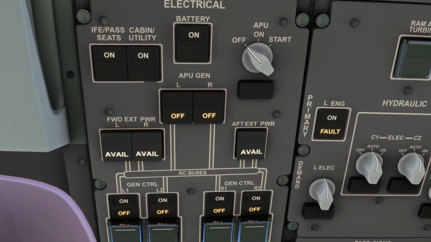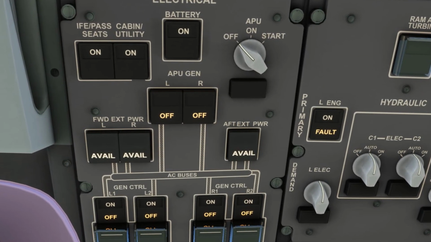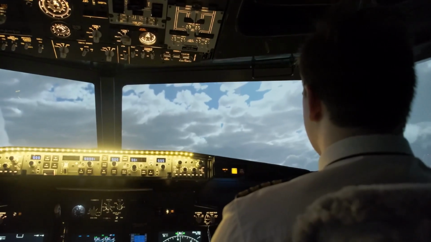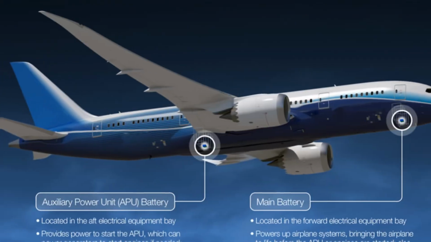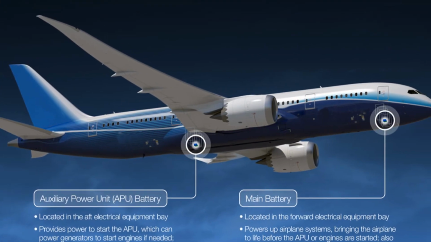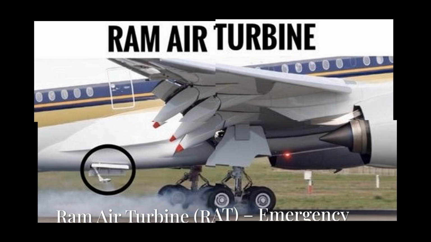Aircraft batteries serve several key purposes: APU and engine start, backup power, ground operations, voltage regulation. Batteries are charged in flight by the main engine generators or on the ground via external power sources, GPU or APU.